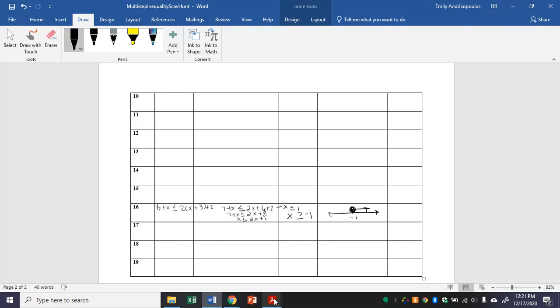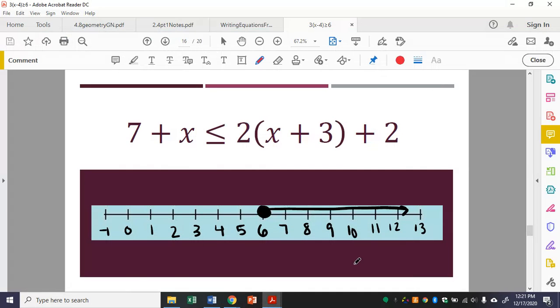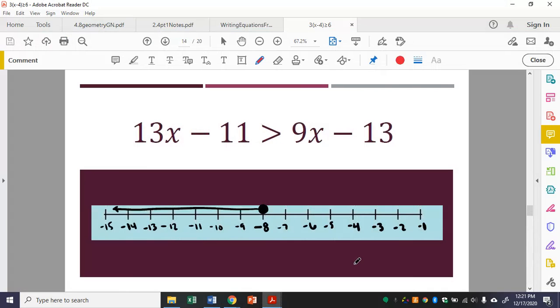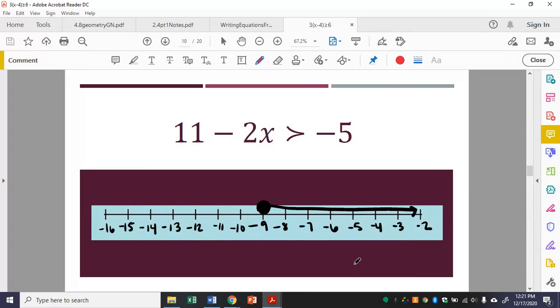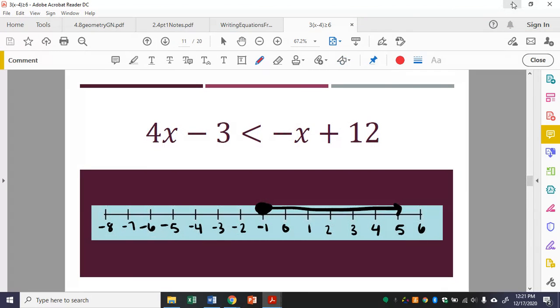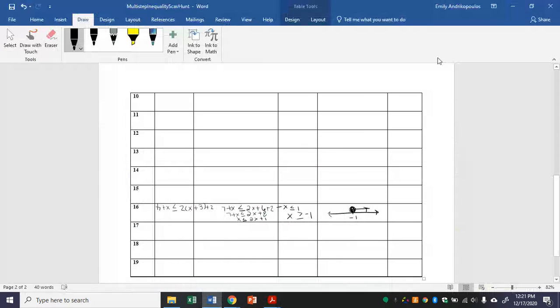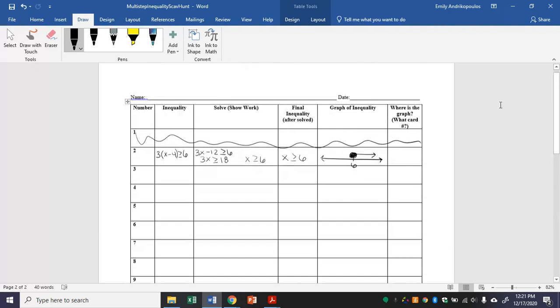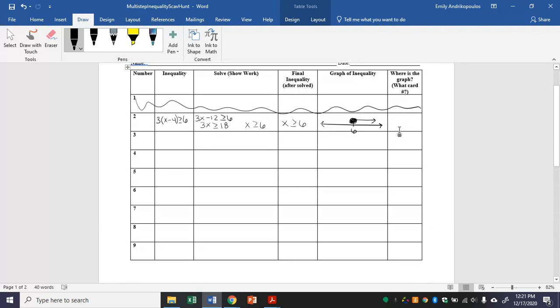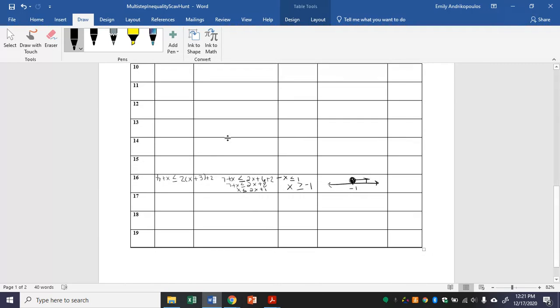Okay, and then I go back to my inequality, and I'm looking for the graph that has the closed circle at negative 1 with an arrow going towards the right, and we see it here on 11. So the next time I would go to my answer sheet, I'd work on 11. Okay, so that is the process for your scavenger hunt. So start at number 2, where it says what number card is the graph. We said number 2 brought us to number 16. Then we jump to 16, we do that same process, and when we found the graph, we found that number 16 brought us to 11. Okay, so just follow that process there.